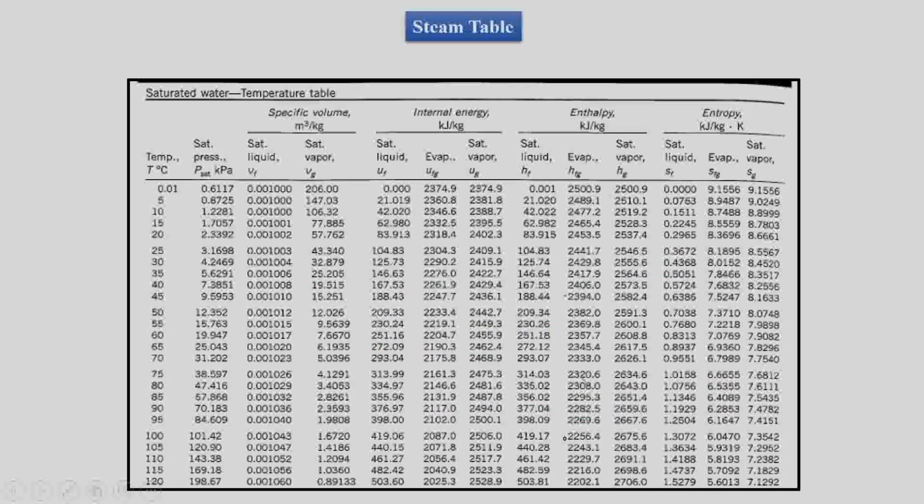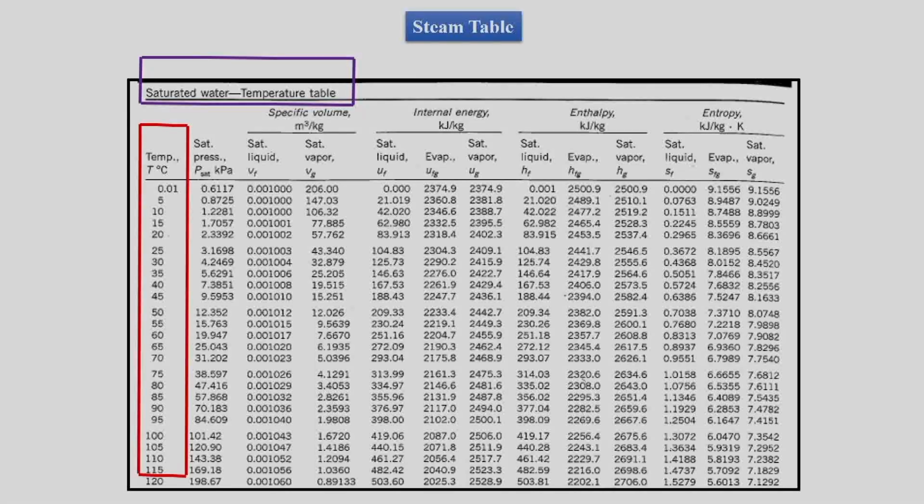This is a steam table. In this course we should know how to use a steam table. This is a particular case of a steam table, and this part of the steam table is called the saturated temperature table. This is for water. This is the temperature part of the table, where the first column belongs to temperatures. We can see that there are many temperatures given.